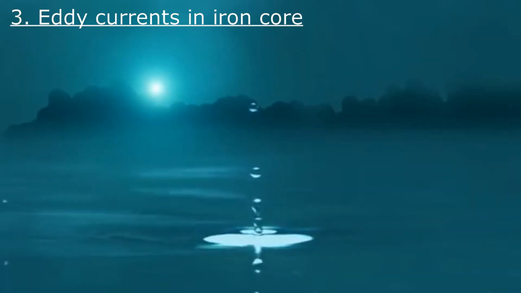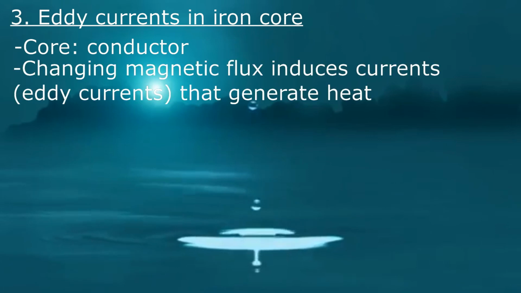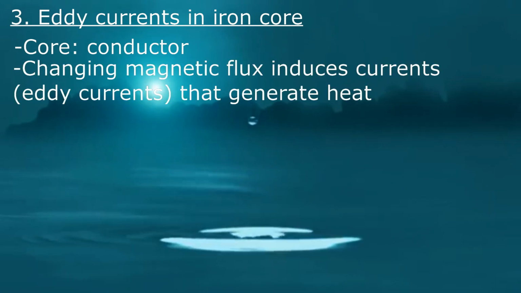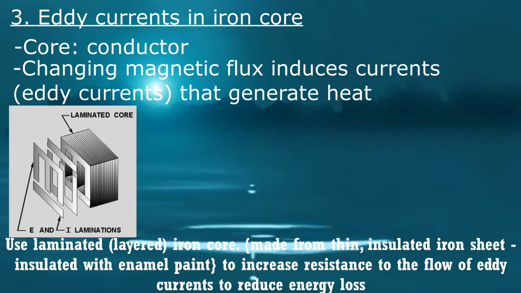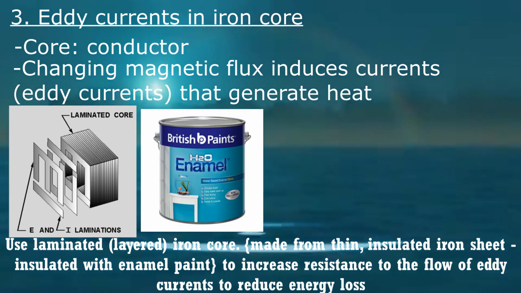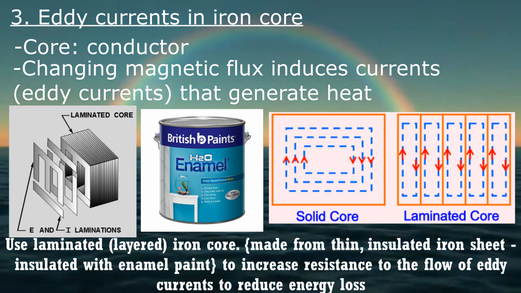And then there are the eddy currents in the iron core. So the core itself is a conductor. The changing magnetic flux in the iron core induces currents in it. These circulating eddy currents generate heat in the iron core. To deal with this problem, the iron core is laminated or layered. It is made from thin sheets of iron which are insulated with enamel paint to increase the resistance to the flow of eddy currents. With less eddy currents, energy loss is reduced.